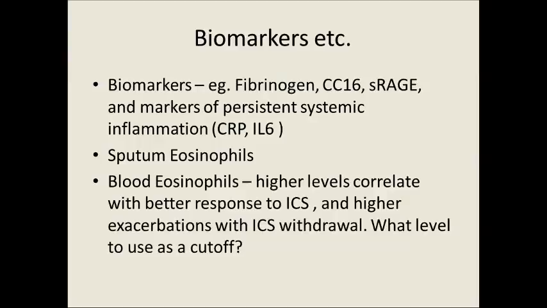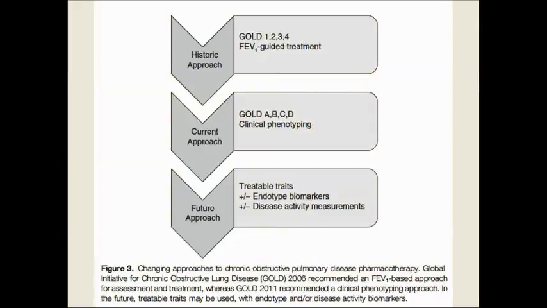2% has been suggested. Higher than 2% are the ones that are more likely to respond to ICS. But some workers believe you should be using an absolute value, okay? And values range from either 200, 350, etc. Okay? So that's still in a state of flux. Okay, and this is what summarizes our approach.